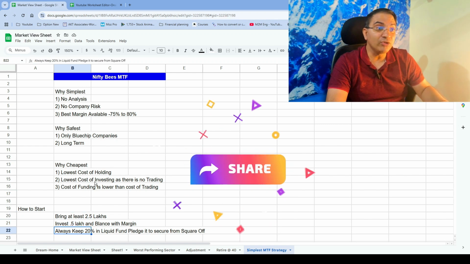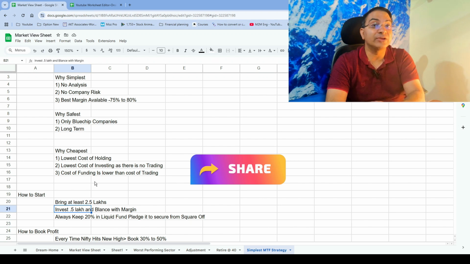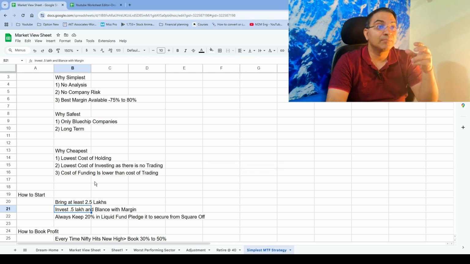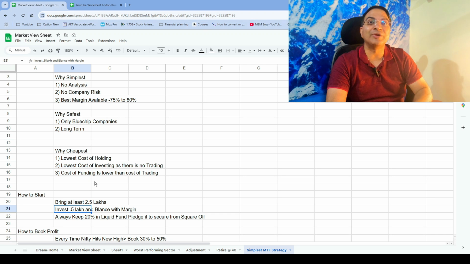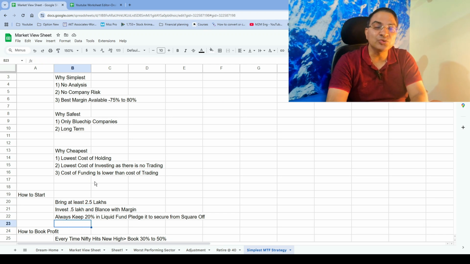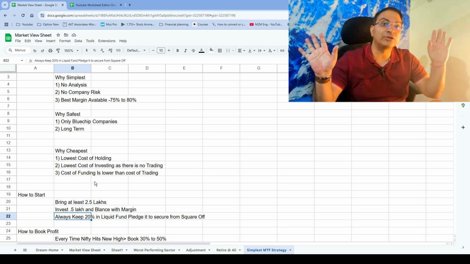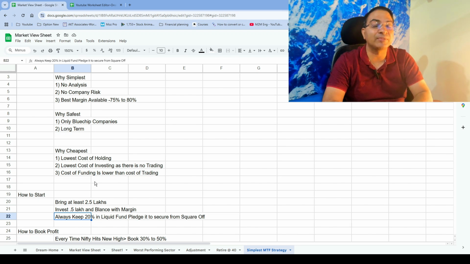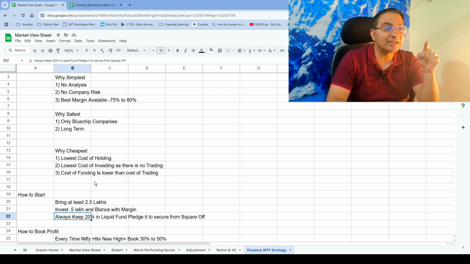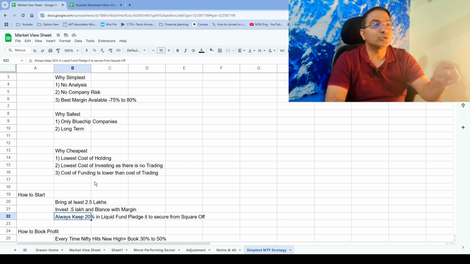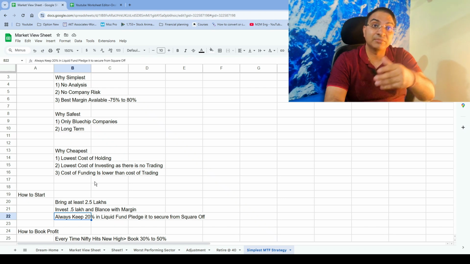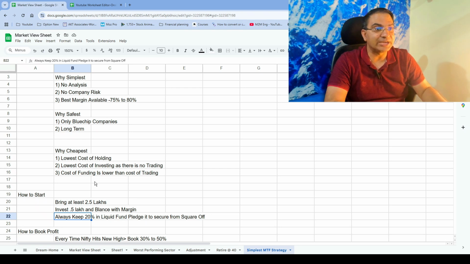Now always keep 20% in liquid. I told you in the last video also. Why? Because if suppose Nifty goes down 20%, your broker is going to ask you for margin. That time you can't say no, I don't have any margin, I invested every amount. At least keep 20% of that in a liquid fund, pledge it, so that your portfolio should not be squared off in the middle of a crisis, right?